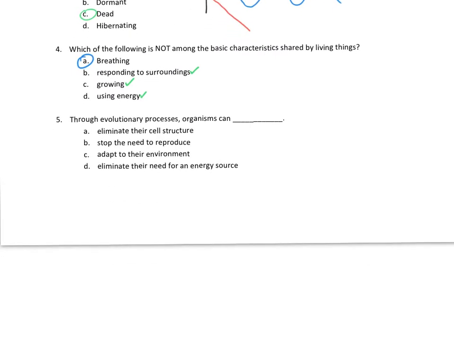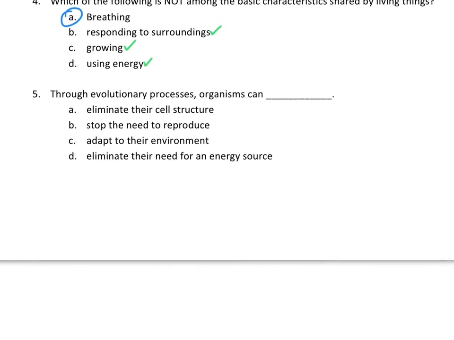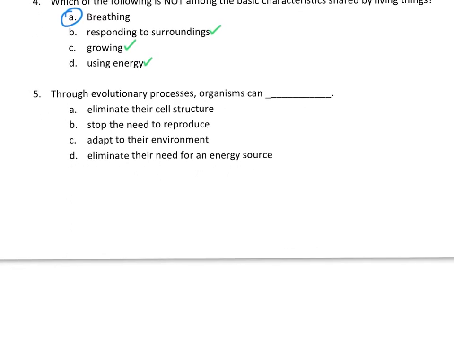All right. Through evolutionary processes, organisms can do what? Can they eliminate their cell structures? No, because then they wouldn't be alive, because one of the characteristics of life is they have cells. So no. Can they stop the need to reproduce? No. They have to be able to make babies, otherwise life stops, right? Can they adapt to their environment?